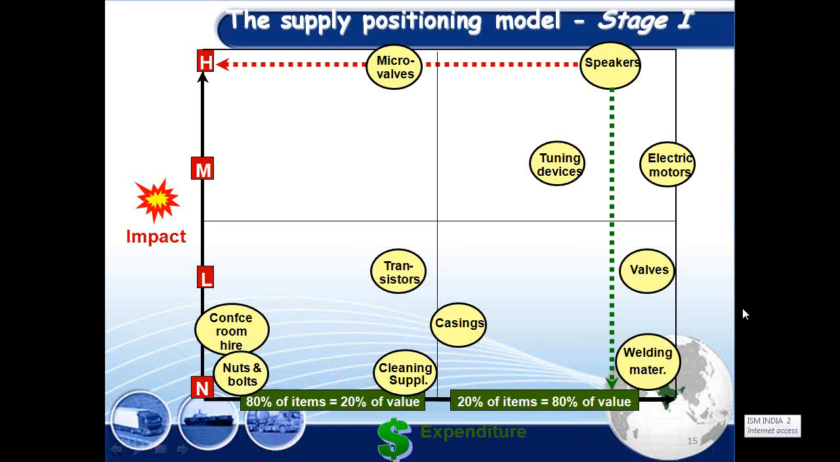Some items are very important for the profitability and for the quality of the products, and expenditure-wise they are very high. So those key items of the radios have been put under different locations. So this is the very first stage of the supply positioning model.